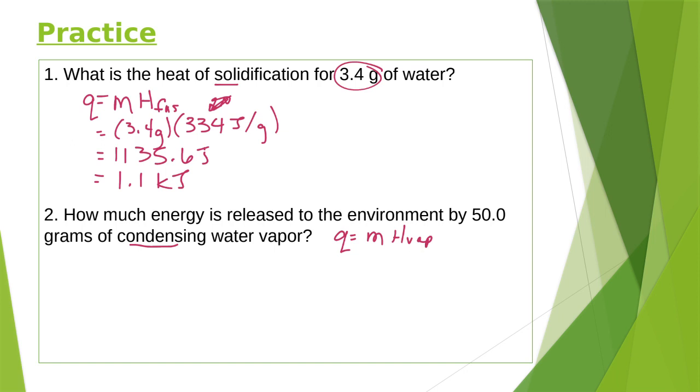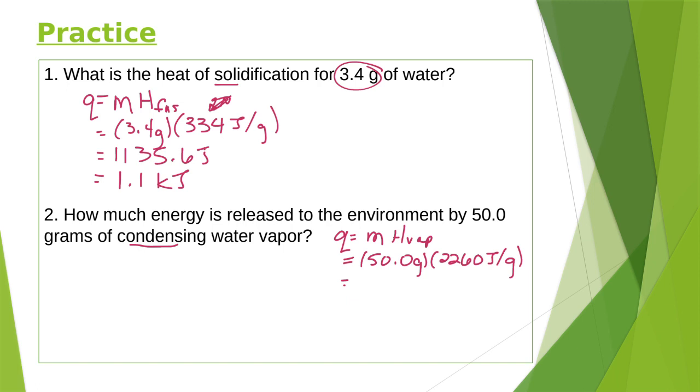I don't have 1 gram. That's what the heat constant's unit will be in. I have 50. So this is why we apply 50 grams. And then the constant for heat of vaporization is 2260 joules per gram. And then we multiply that through and convert to significant figures.